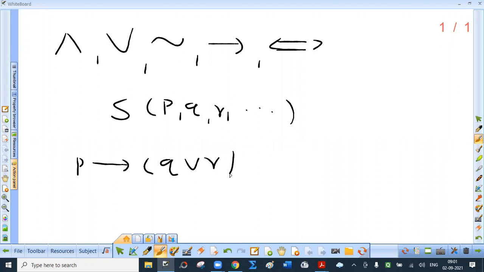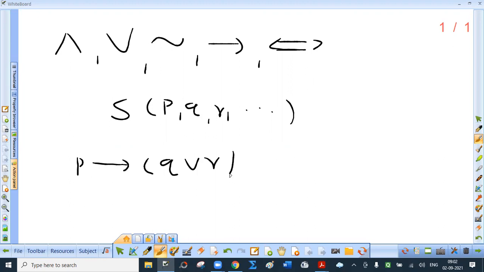Now, to find the truth values of the statement patterns, we must know the concept of the truth table. That is, we should know how to prepare the truth table. Okay, so this is nothing but a statement pattern.